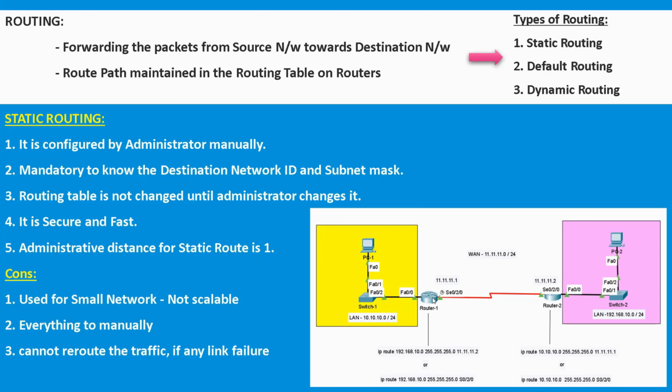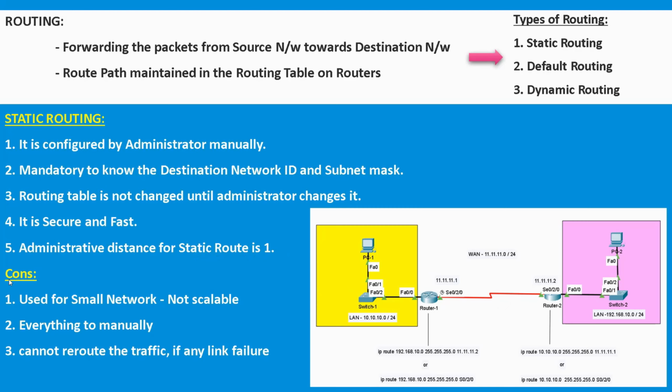Directly connected network means, if you take this router 1, two networks are directly connected. One is 10.10.10.0 and another one is 11.11.11.1. If you take this router, it is also directly connected with two networks. One is the 11 network and another one is the 192 network. So these two networks are directly connected, which have the minimum administrative distance of 0. Next to the directly connected network, the value is the static route value, which is 1. So it is the next highest priority route. So it is going to be fast.